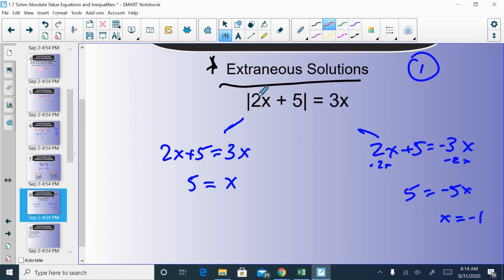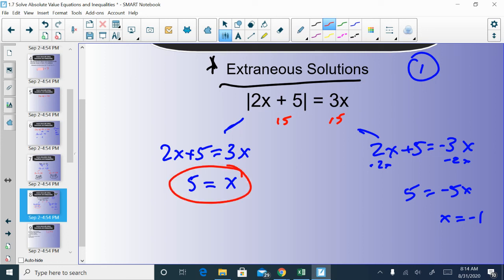If you plug in 5, 2 times 5 is 10, plus 5 is 15, and the absolute value of 15 is 15. And when you plug in 5 over here, you also get 15. That worked. So 5 is a valid solution.